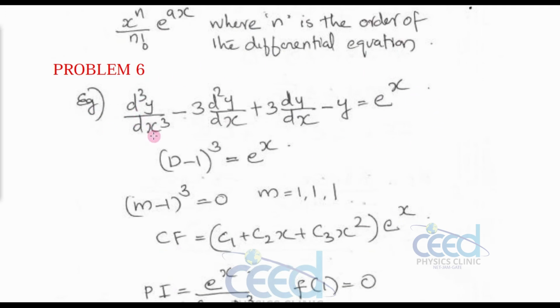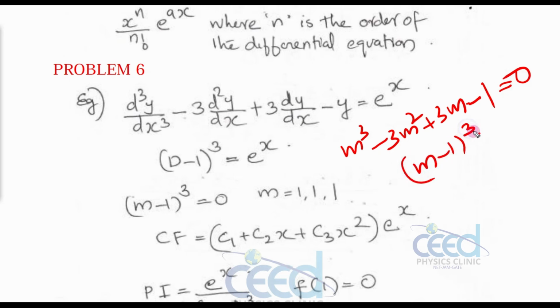Here, d cube y by dx cube minus 3 d square y by dx square plus 3 dy by dx minus y equal to e raised to x. So this I can write in this format. If I am solving the auxiliary equation first, that is m cube minus 3 m square plus 3m minus 1 equal to 0. This is the auxiliary equation. This I can simply write as m minus 1 whole cube is equal to 0, that is m is equal to 1, 1, 1. All the three roots are equal, right?